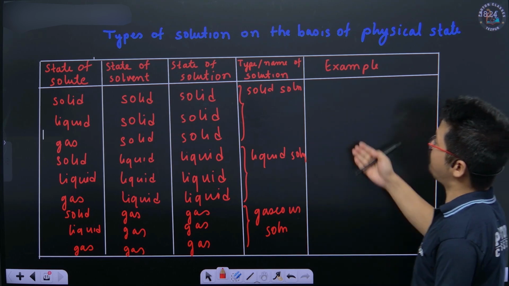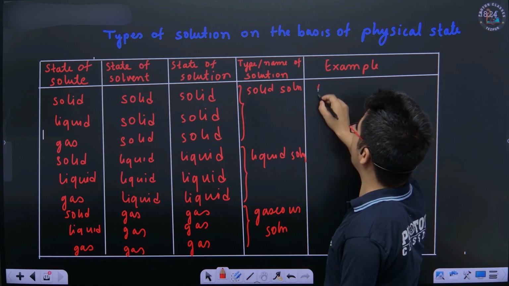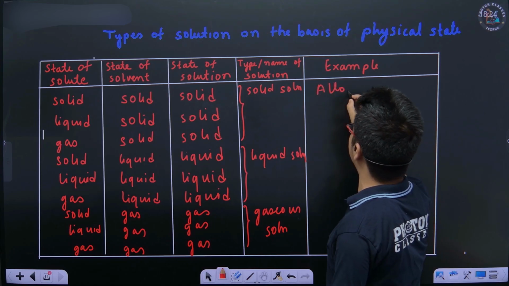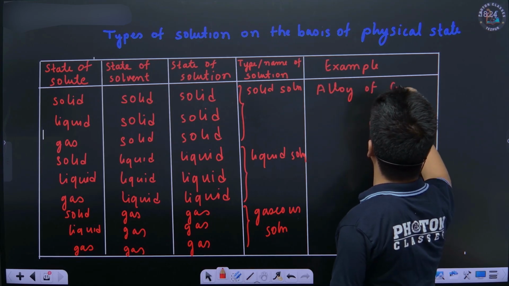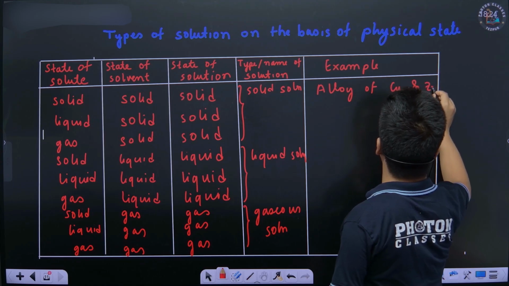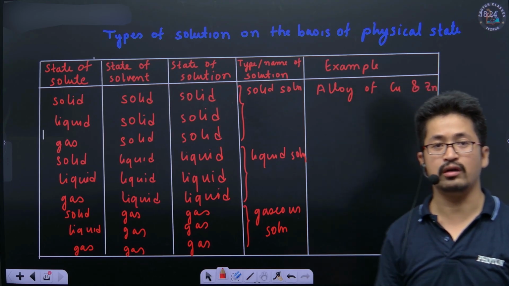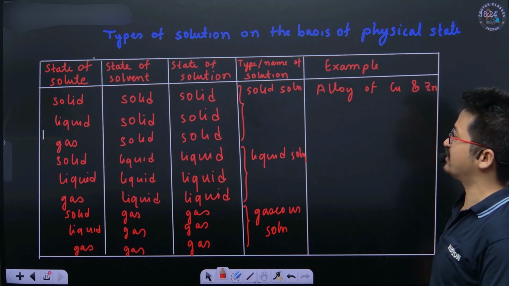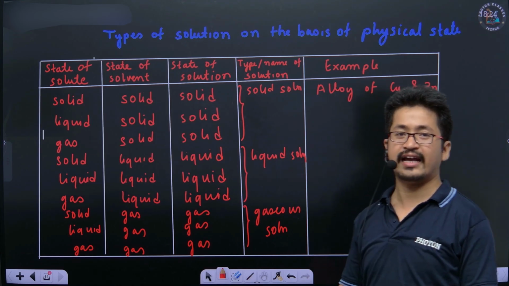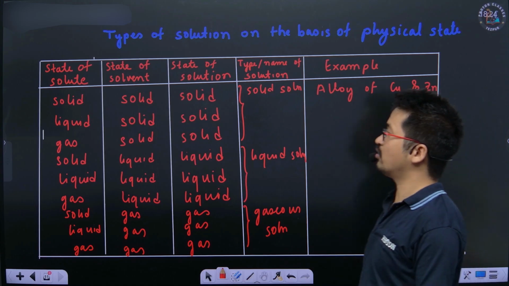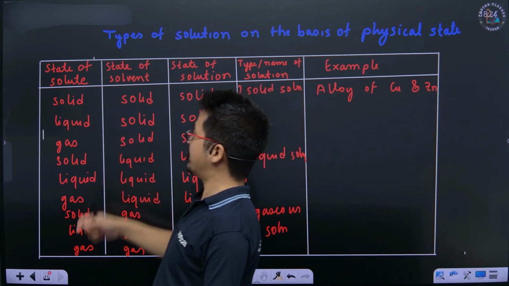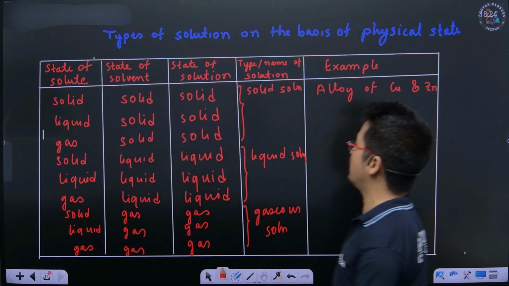Okay, so can you give me an example? Alloys, right? An alloy of copper and zinc, Cu and Zn. Similarly, you can take alloys of copper and gold. You can take many such examples where both the solute as well as the solvent are in the solid state.